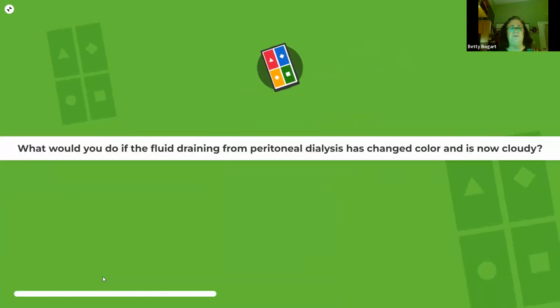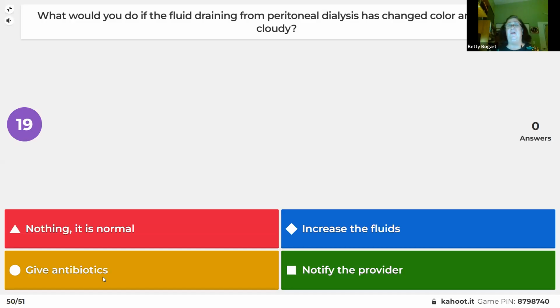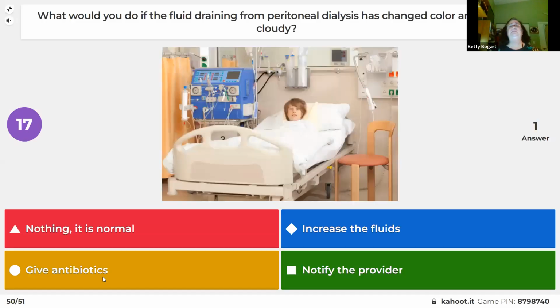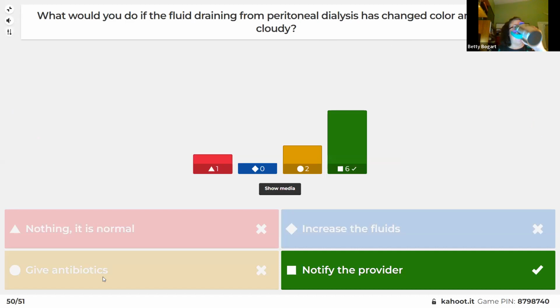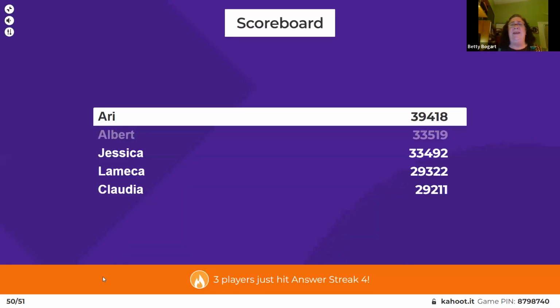What would you do if the fluid draining from the peritoneal dialysis had changed color and is now cloudy? Absolutely, there's an infection, peritonitis, something's going on. Notify the provider. When in doubt, call them, place them on antibiotics.